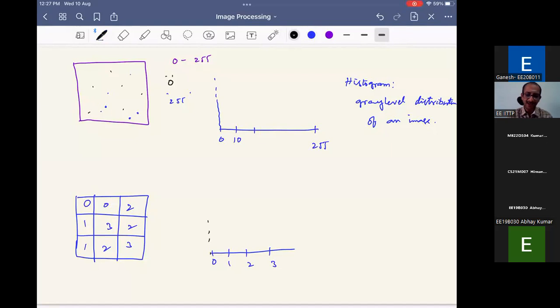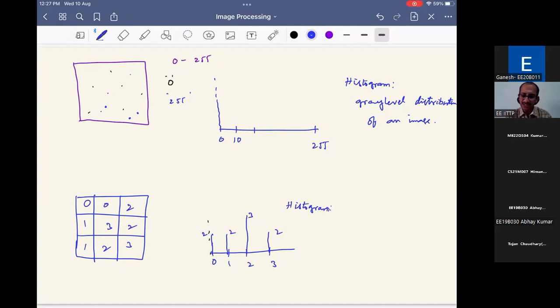So how many have zeros? There are 2 pixels having intensity 0. And how many have 1? Again 2. And how many have 2? 3. And then how many have 3? It will be 2. So given this, this is called a histogram.